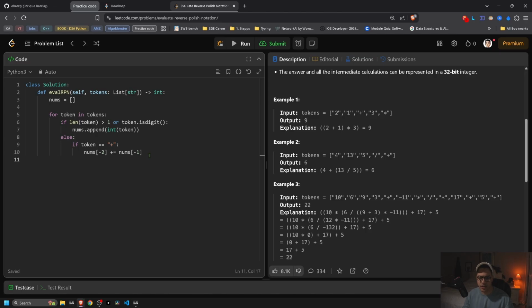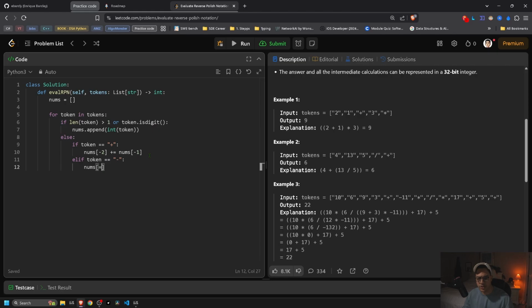Then from here, what do we do? Well, now we have to check for the other cases. So we're going to say elif token. Now we have to check if it's a minus, right? Or a subtraction. We're going to do the same thing. With nums, we just change the operator.